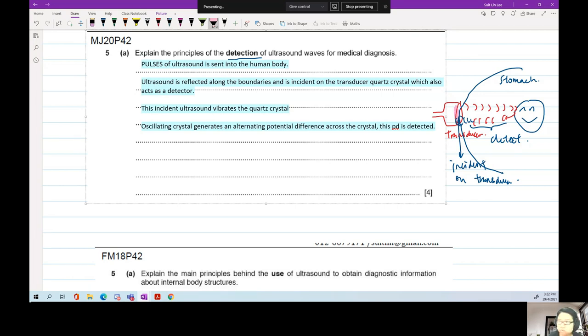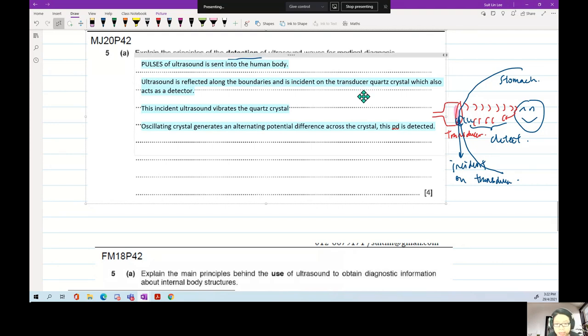Okay, so there are no fixed keywords, meaning we should look for the main ideas here. Pulses of ultrasound are sent into the human body. When reflected along the boundaries, they will eventually reach the transducer quartz crystal, which is also a detector. The incident ultrasound will vibrate the quartz crystal, and that same quartz crystal will generate an alternating potential difference, which we can detect. 4 marks, 1 mark each. The main ideas.